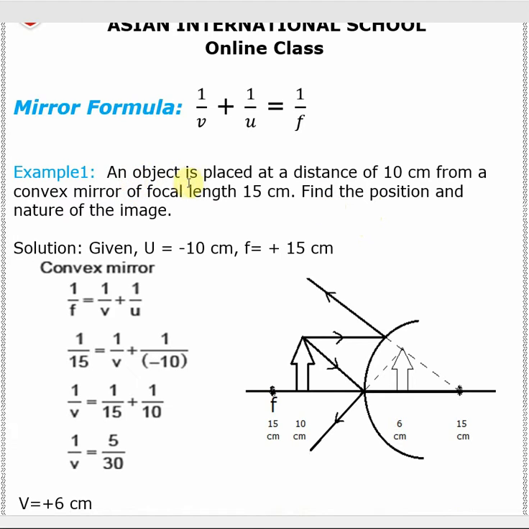Here an object is placed at a distance of 10 cm from a convex mirror of focal length 15 cm. Find the position and nature. It's a very straightforward sum. Object distance given, focal length given, we have to find the image distance and also the nature of the image.